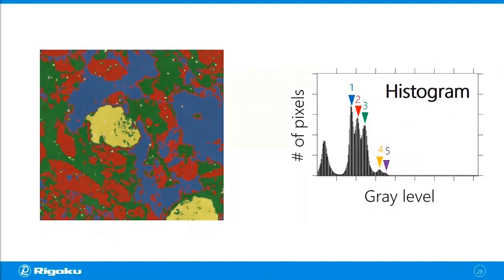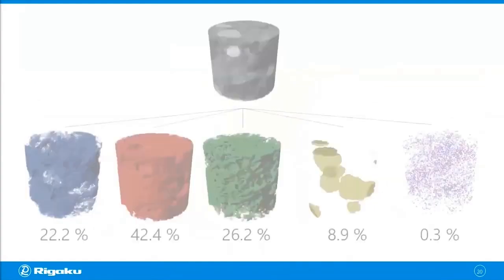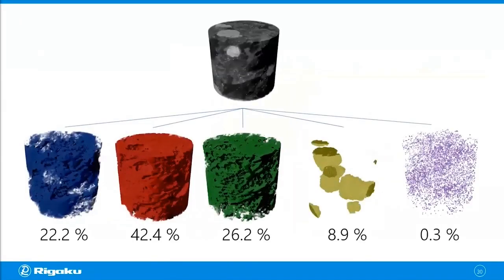And this is just one cross-section or slice, but you can do this for the entire volume to segment this volume into 5 different phases. And at this point, you can calculate volume percentage, for example. And percentage calculation is probably the most commonly done quantitative analysis by X-ray CT.